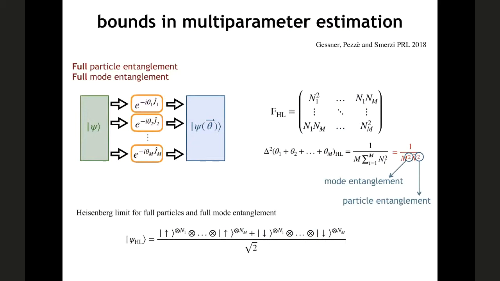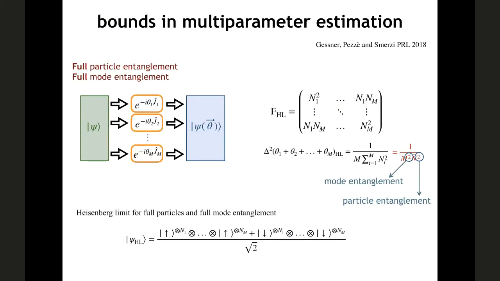Mode and full particle entanglement. So in this slide, I show you the quantum Fisher matrix for full mode and full particle entanglement, which is given by this matrix. And if we calculate now the sensitivity to the sum of parameters, you discover that this is given by 1 over m squared, where this square is related to mode entanglement, 1 over the average number of particles square, where the square, the number of particles, is related to particle entanglement.